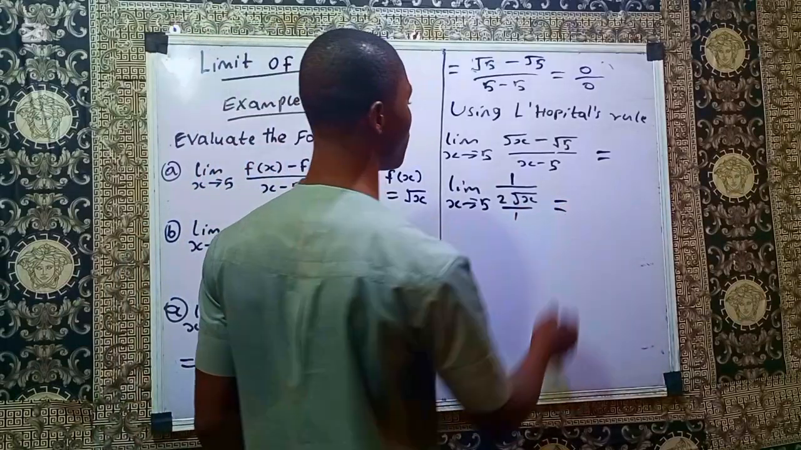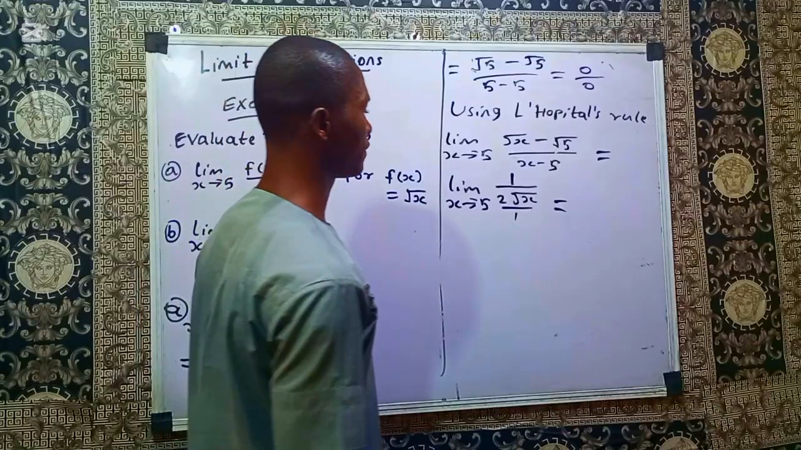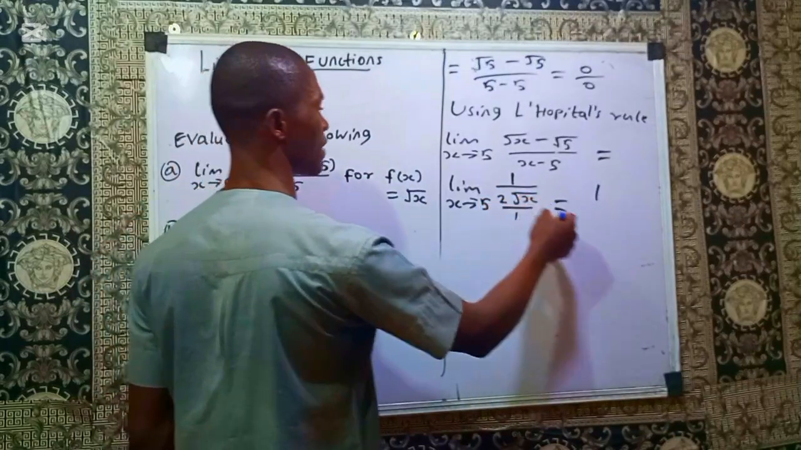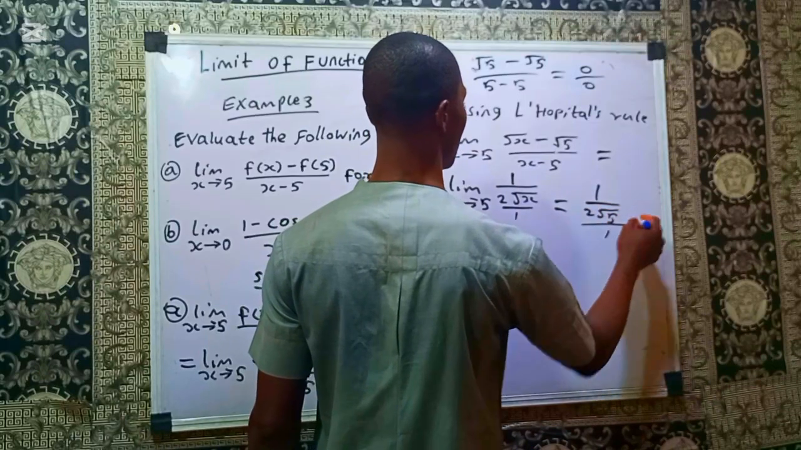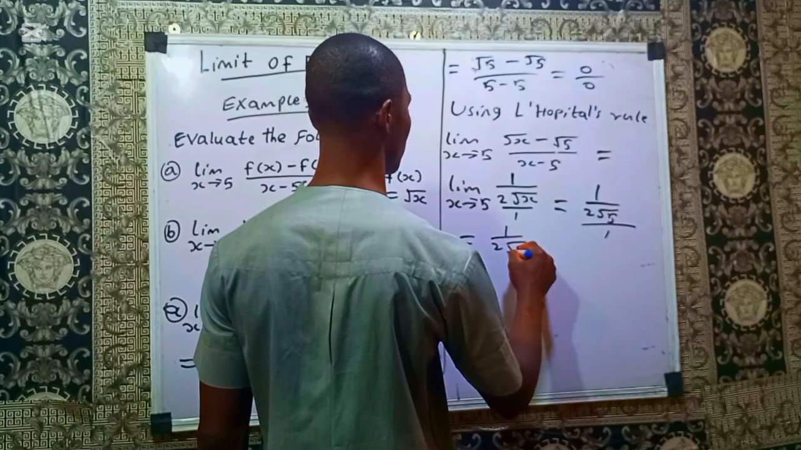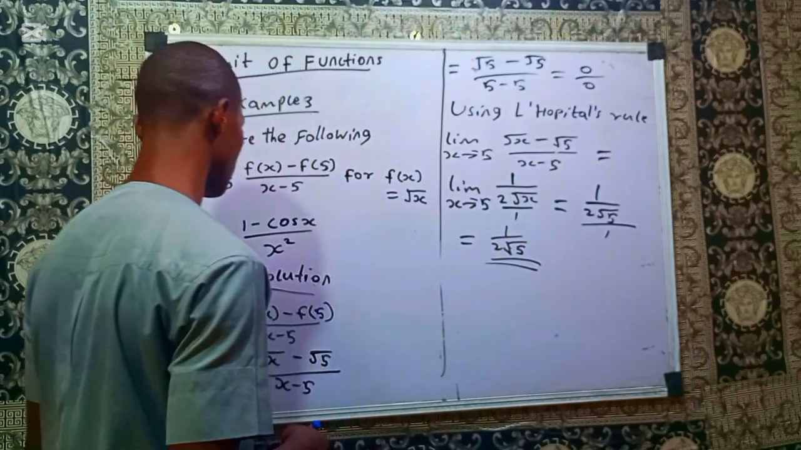So if you substitute the point, what is it? x is going to 5. So we substitute x for 5. Replace x for 5 here. So we have 1 over 2 square root of 5 divided by 1, which is 1 over 2 square root of 5. So this gives us the result of this.